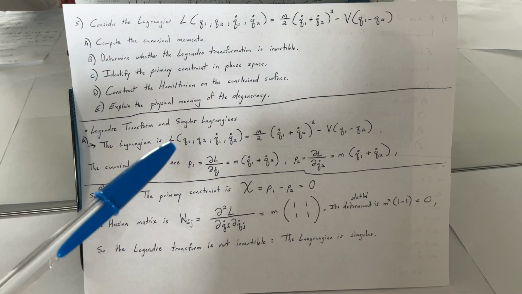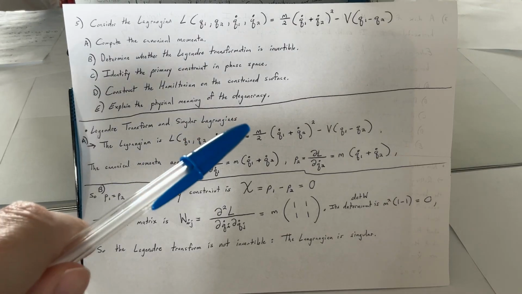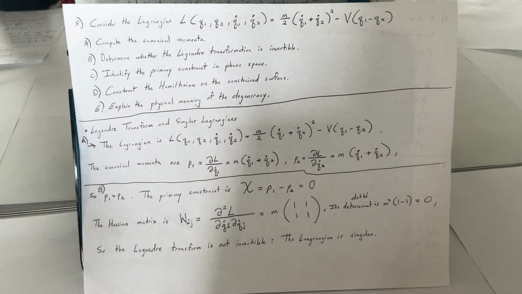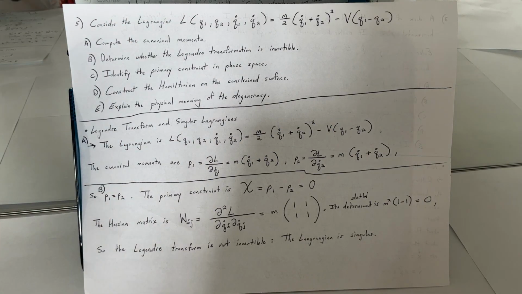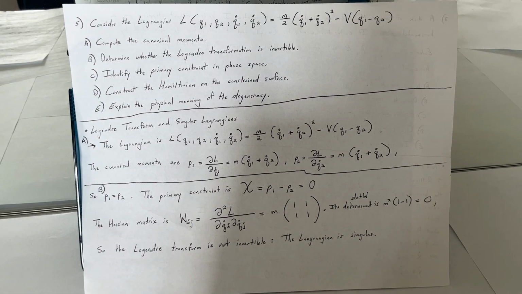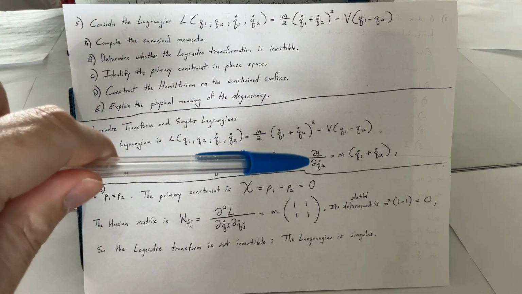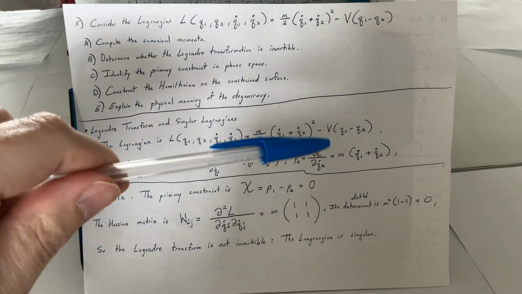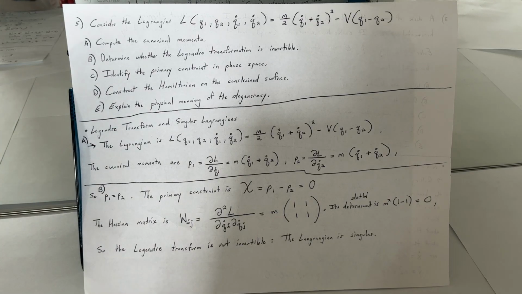Transform in singular Lagrangians, and pardon me for my mispronunciations. So the Lagrangian is L(q1, q2, q1 dot, q2 dot), and that equals m over 2 quantity q1 dot plus q2 dot squared minus V of q1 minus q2. The canonical momenta are p1 equal the partial derivative of L with respect to q1 dot, equals m times q1 dot plus q2 dot, and p2 equals the partial derivative of L with respect to q2 dot, and that equals m times the quantity q1 dot plus q2 dot. So that's for part A.